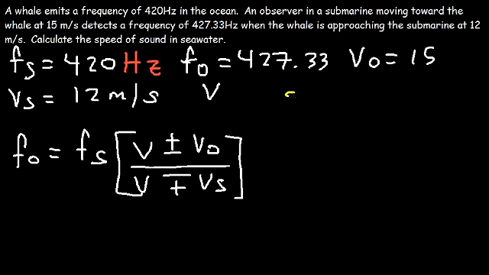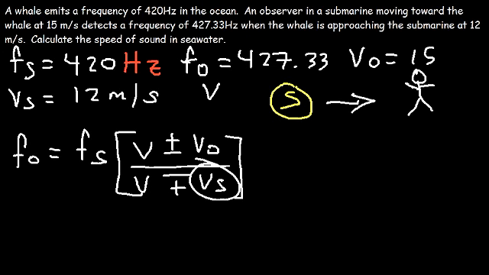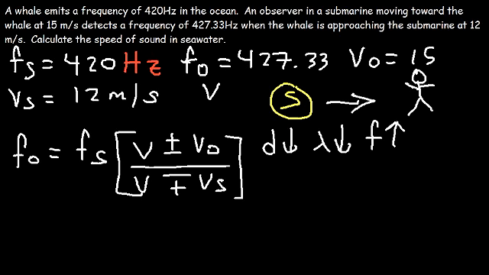So the source is the whale, and the observer is in the submarine. Now the source, aka the whale, moves towards the submarine. So that motion will increase the frequency. And the source is associated with the bottom of the fraction. So if the distance decreases, the wavelength decreases, the frequency should go up, which means the value of the fraction should go up. And to do that, we have to decrease the denominator. So we're going to use the negative sign.